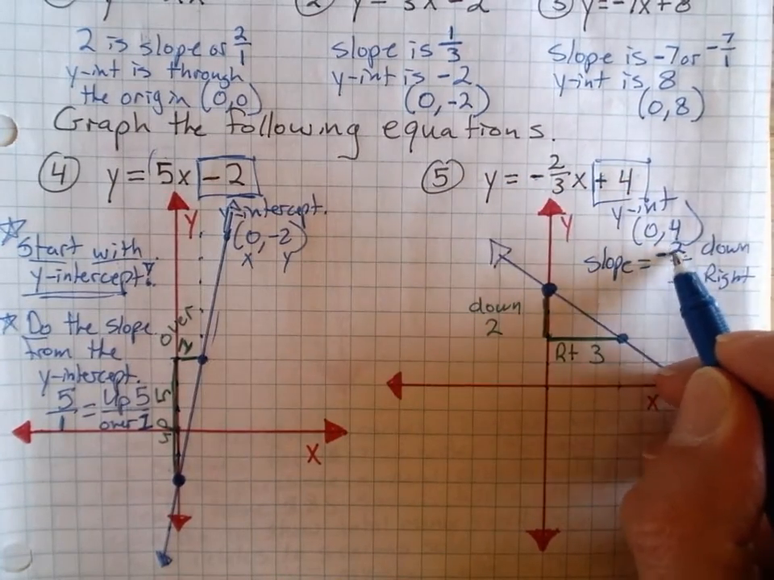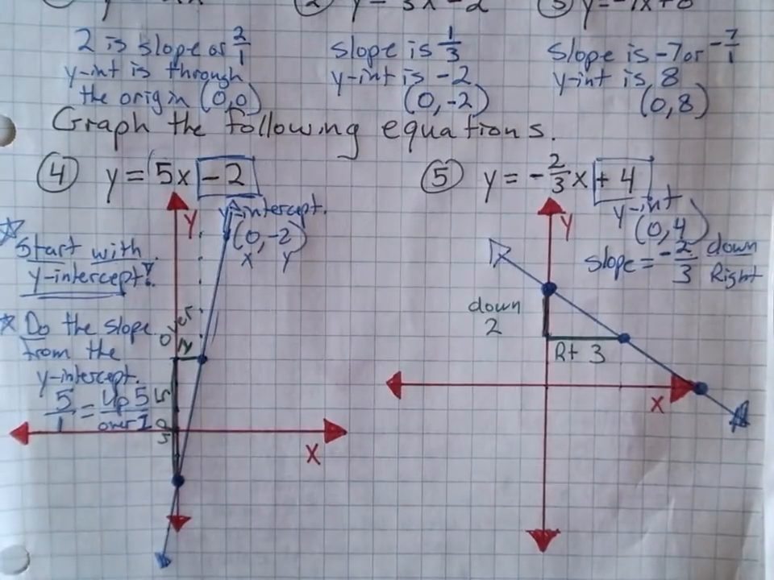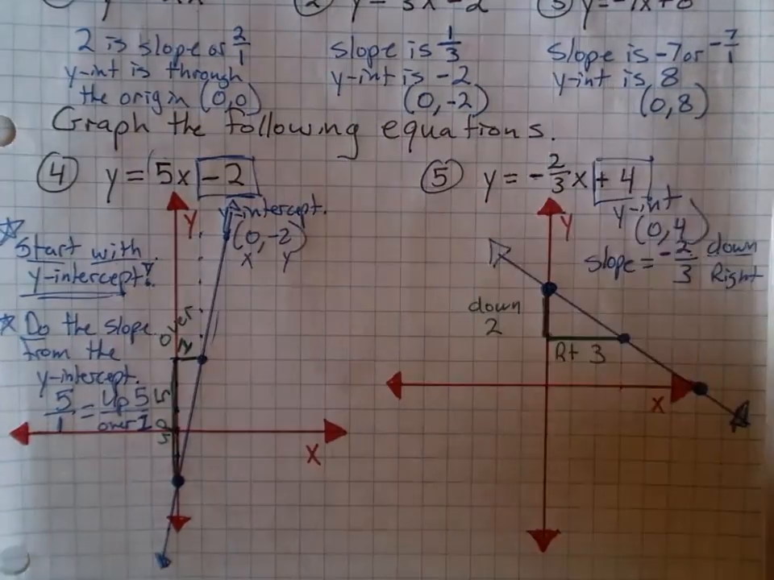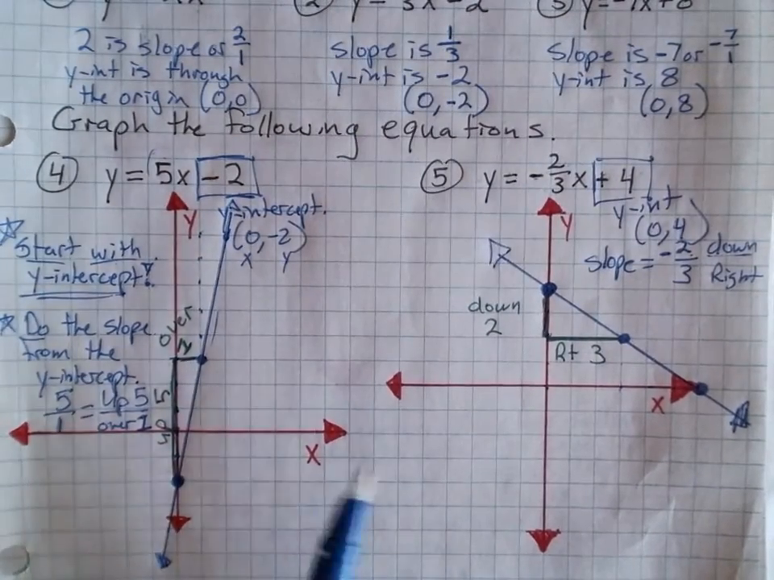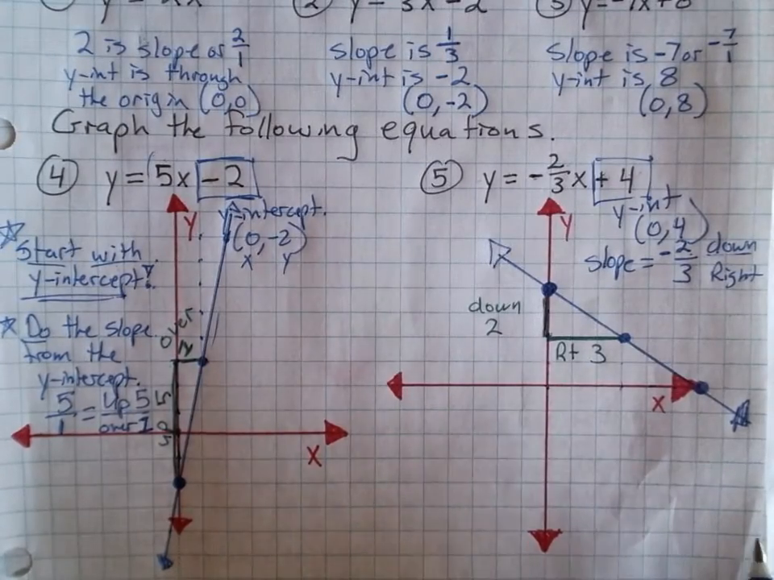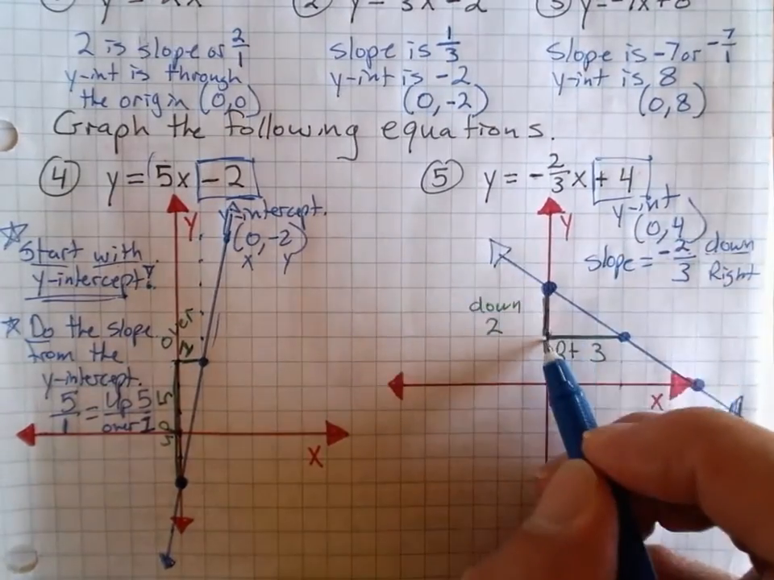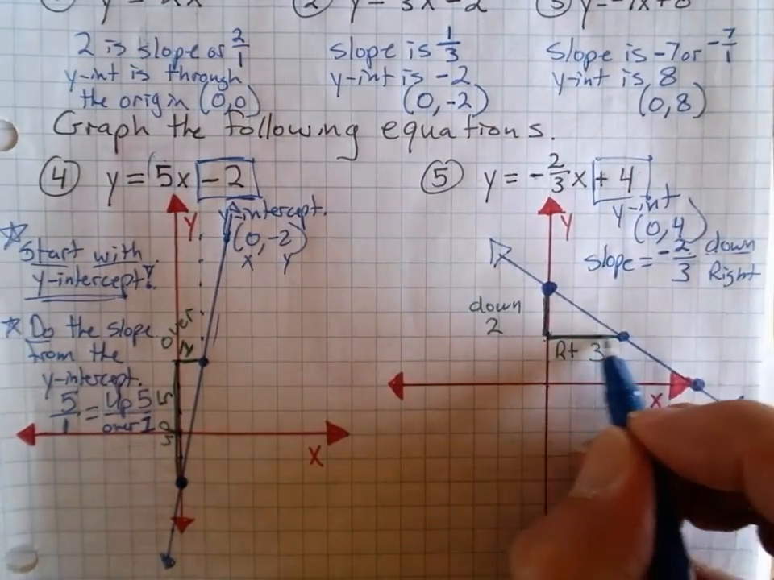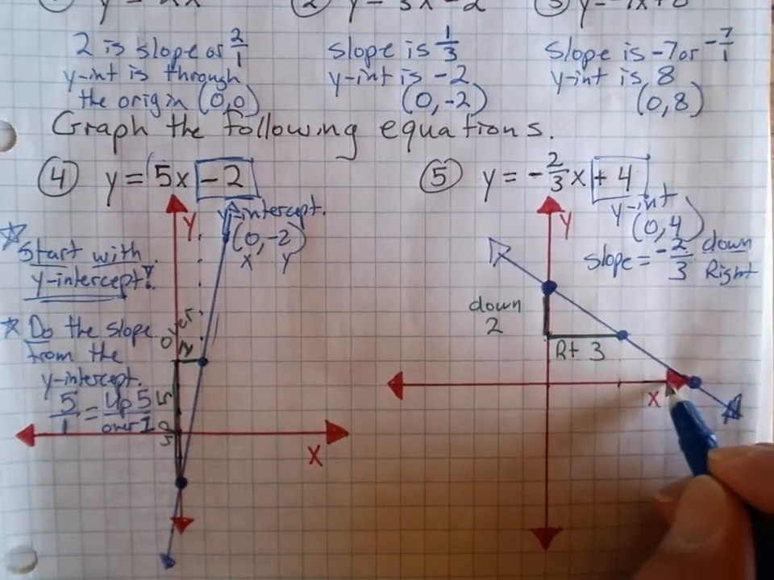Right? So -2 means I go down. When you think about negative in mathematics, it's going down. It's taking away. When you're thinking left to right, positive is to the right, negative is to the left. Okay? So I'm going to go down 2, boom, and then right 3, and then I could do it again, down 2, right 3.